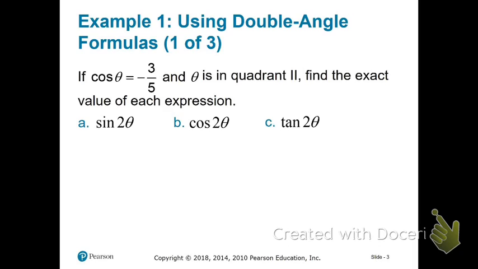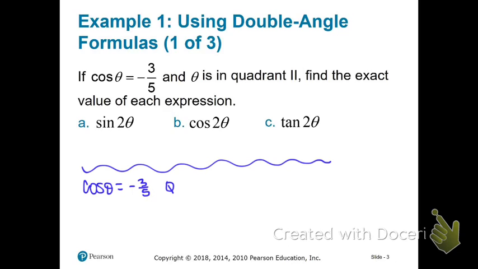Because I'm going to have a slide to do A, B, and C on, but I need sine, cosine, and tangent. And it told me that cosine of theta is negative 3/5, and we're in quadrant 2. Why do I need to know what quadrant we're in? Yeah, to see if our missing variable is positive or negative, right? Or if our trig functions are positive or negative. Well, what do we know about cosine? Yeah, it's x over r.